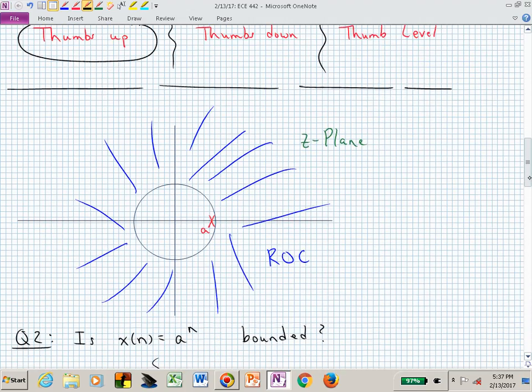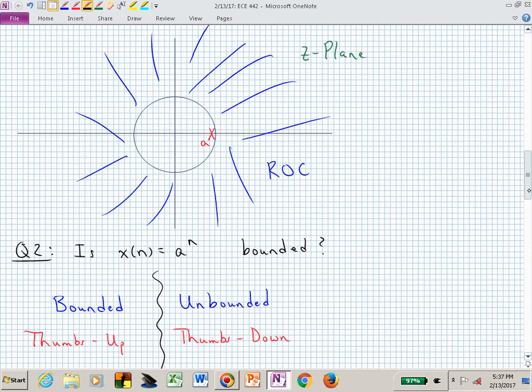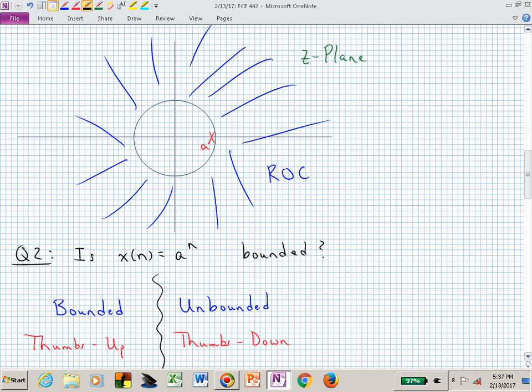Here's question number 2. Similar diagram, but now just 2 options, up or down. The question is: little x of n, which is a to the n, that r value, r to the n or a to the n, is that expression bounded? If it is, thumbs up. If it's not, thumbs down. And that gray outline circle is not the unit circle. Are we ready to answer?